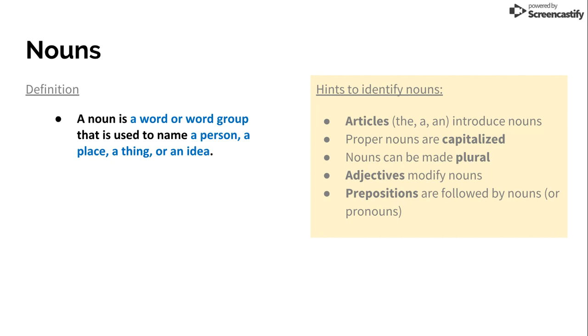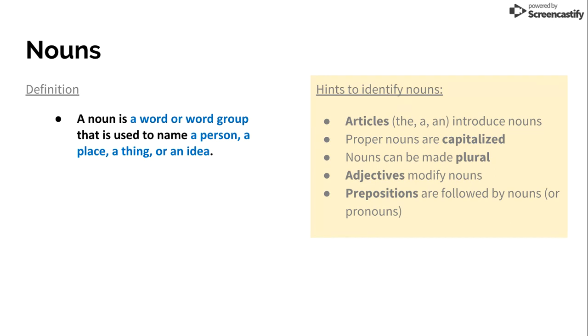If you have a word that's capitalized in the middle of your sentence, it's likely a proper noun. If your word can be made plural, so for example, book could become books or child could become children, then it's also a noun. If you see a word that you recognize as an adjective, you would also know that adjectives can modify nouns, so that can help you pick them out. And then finally, prepositions, which we'll get to later in these screencasts, are followed by nouns or also by pronouns. So as you get farther along in this level, those can also help you pick out nouns as well.